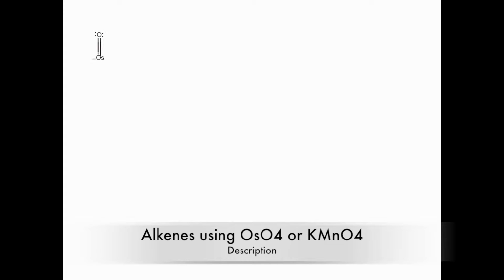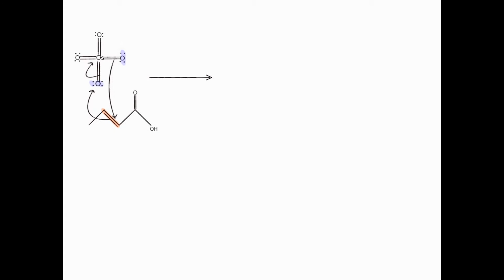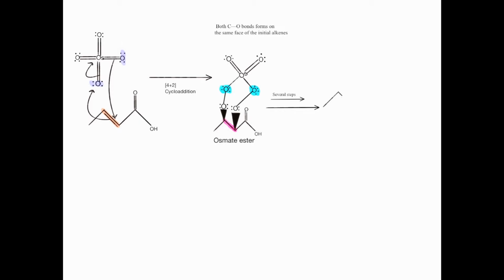The syn dihydroxylation of alkenes and alkynes is a pericyclic reaction that uses either osmium tetroxide or potassium permanganate. In the case of osmium tetroxide, the first step is a [3+2] cycloaddition of osmium tetroxide across the alkene in a syn fashion, which forms the osmate ester. The ester is then hydrolyzed after several steps, producing a cis-1,2-diol and a reduced form of the OsO4, which is then oxidized by peroxide to reform the osmium tetroxide, which makes it a catalyst.